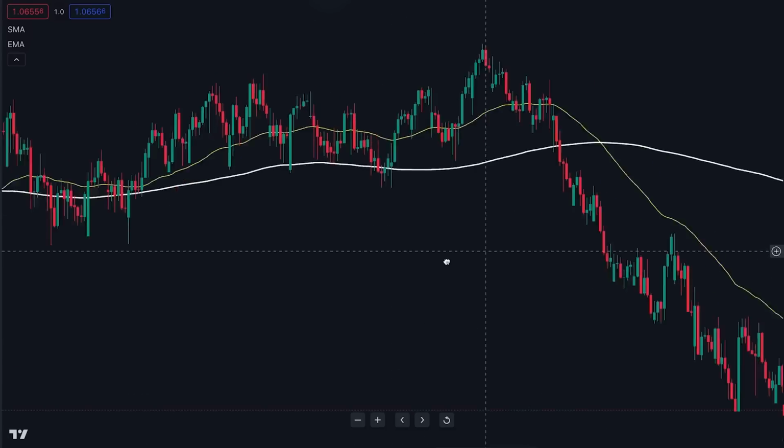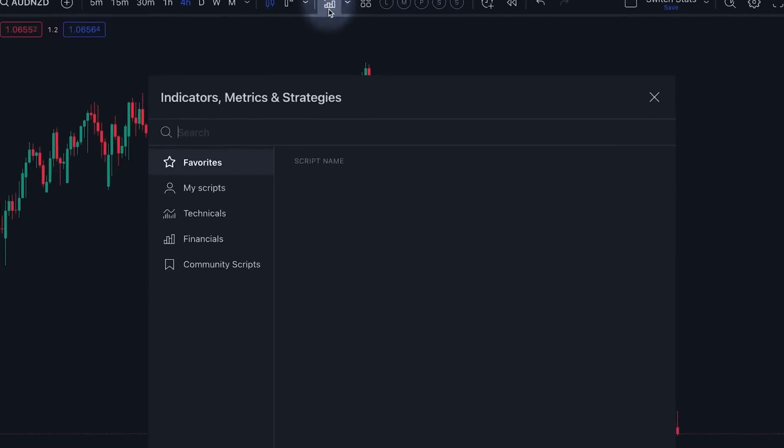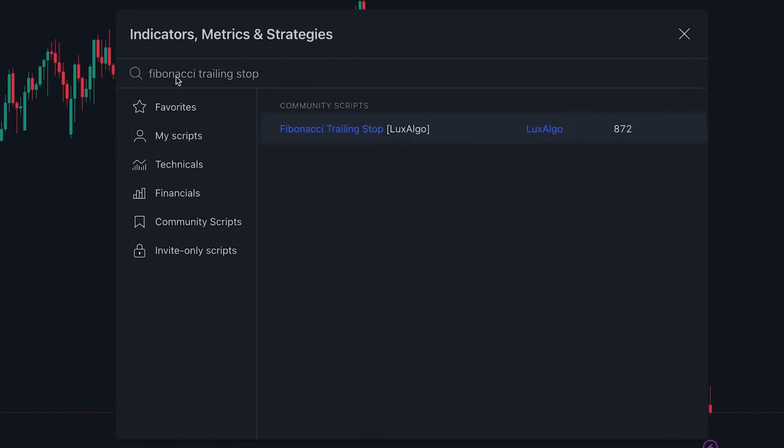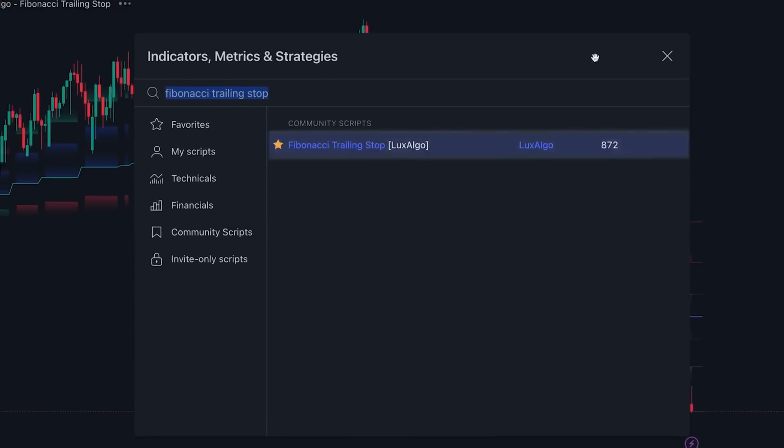First, let's make sure we don't have any other indicators on the chart. Now, click on the Indicators tab and search for Fibonacci Trailing Stop by Lux Algo. Click the star icon to save it, and then add it to your chart.